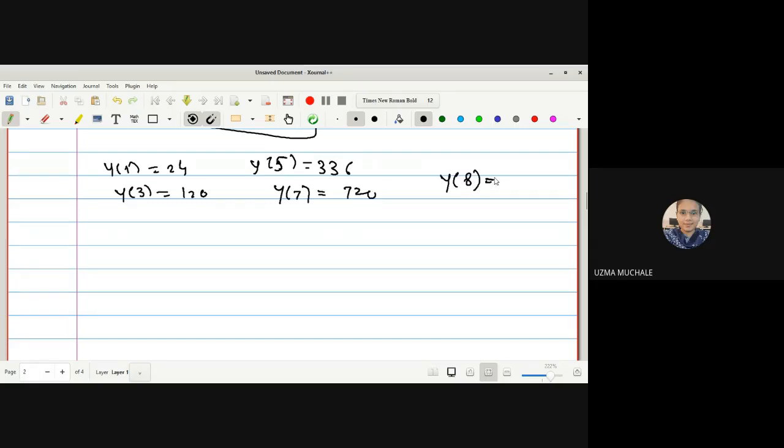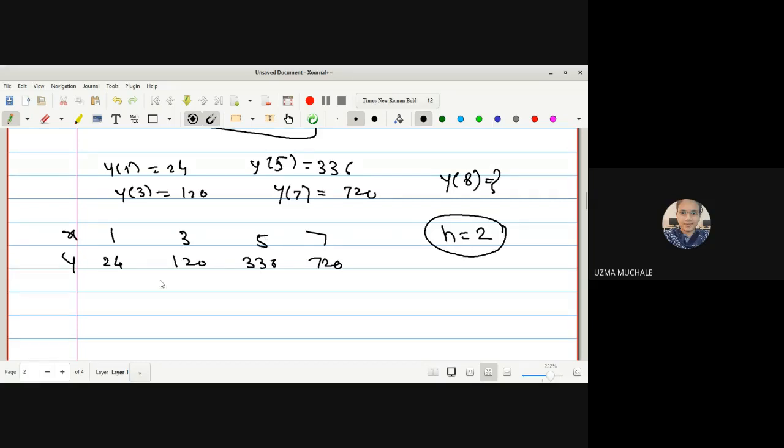Now if I want to find out the value of Y of 8, that means it is at n, no? Since we are provided 1, 3, 5, 7, you can see the values of X are equally distributed. The difference between each value of X is 2, h is 2. Corresponding values of y are 24, 120, 336, and 720. Now it is at n because we have to find out y of 8. So now we can use a backward difference interpolation. H is 2 because the difference between each value of x is 2.